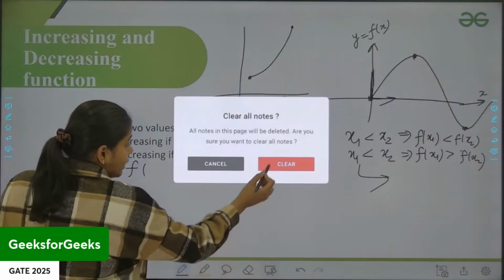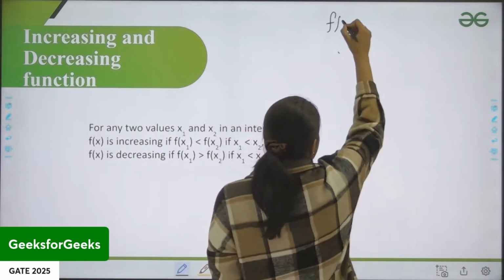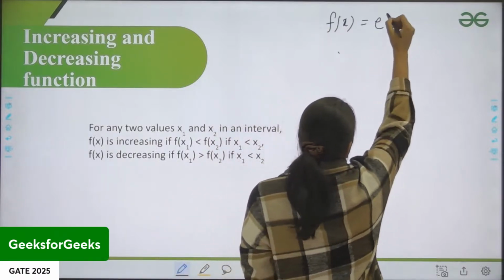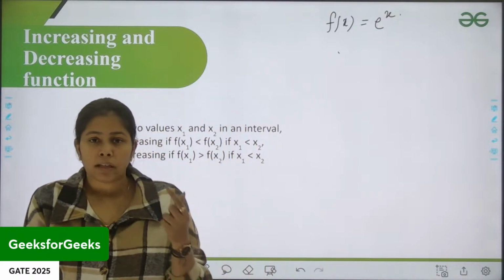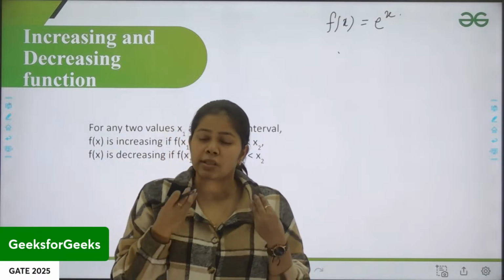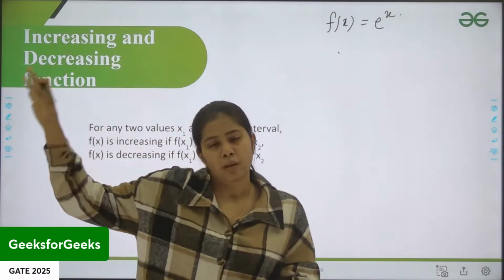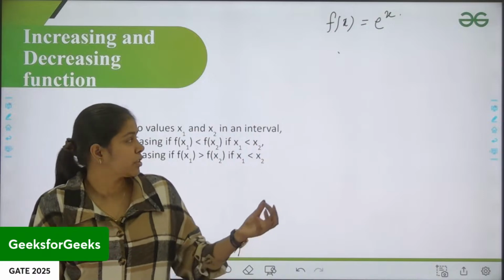Let me tell you one more thing, that we have different types of functions. Let's take one example, f(x) equals e to the power x. E to the power x is the exponential function. The value of e here is 2.718, and this function is very important when we discuss logistic regression and other further machine learning algorithms.